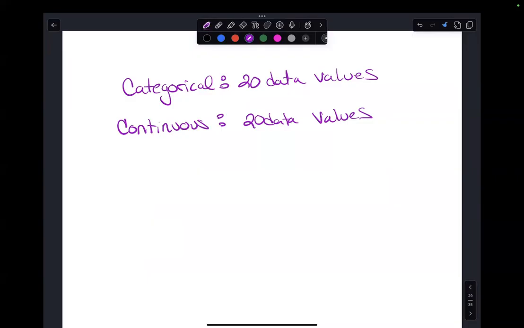Okay. Last is discrete. Once again, 20 data values. Pick up a book that you're reading and count the pages in 20 of the chapters. That's kind of a lot, but it's something you could do. Look at 20 of your friends that you know and how many children they have. That's the one I did.